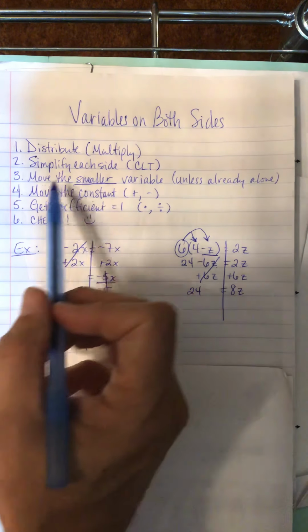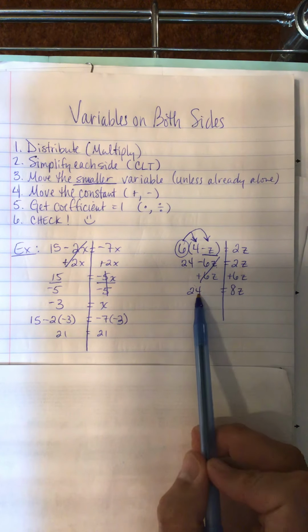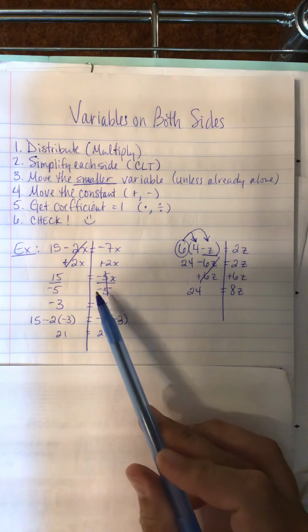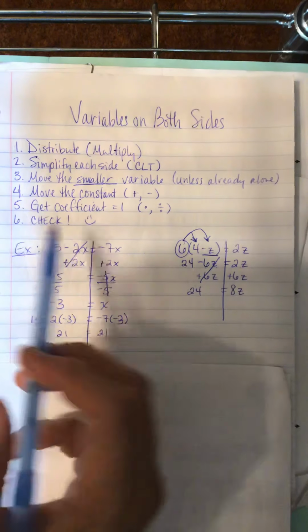Alrighty, step number 4, move the constant. Well, the constant is already isolated by itself on this side. The variable is all by itself on this side, just like it was earlier in this previous problem. So step number 4 is done.